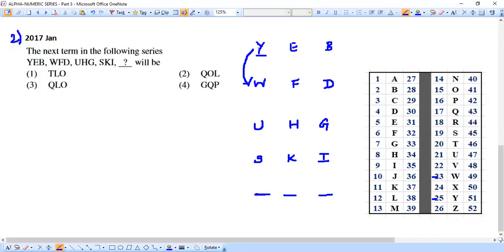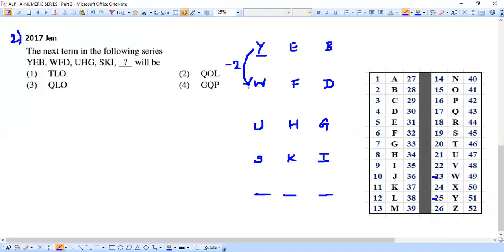Y is at the 25th position and W is at the 23rd position, so they are moving in the reverse direction. And how many positions are they moving? 25 to 23 is just -2. If we travel in the forward direction, we use plus, and here they are moving in the reverse direction, so that's the reason we are putting -2.